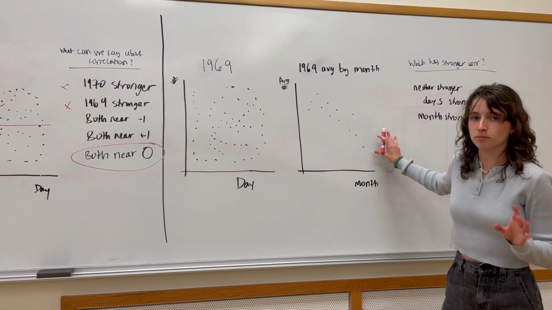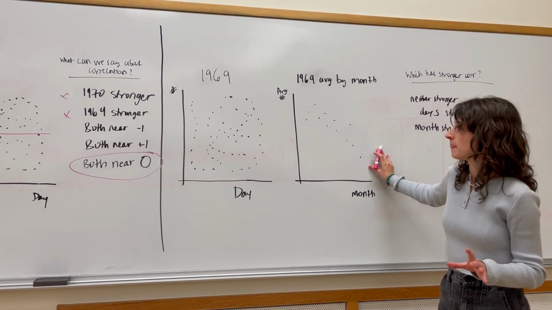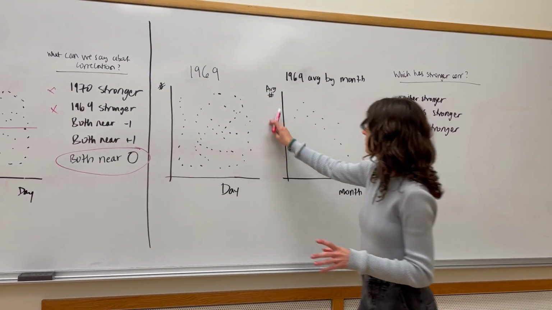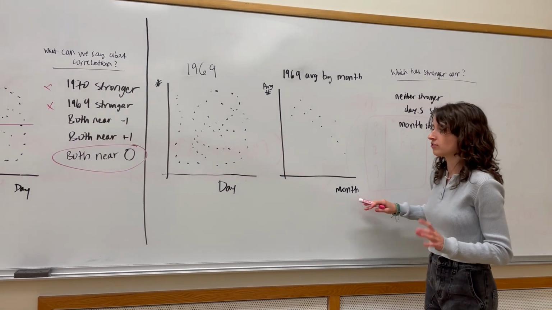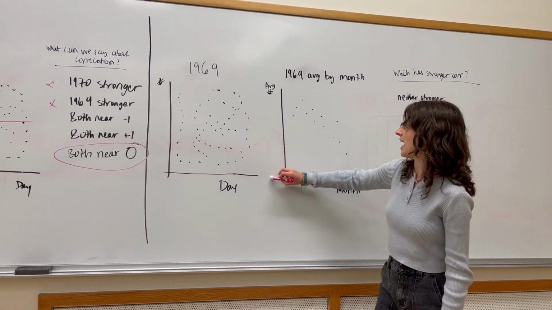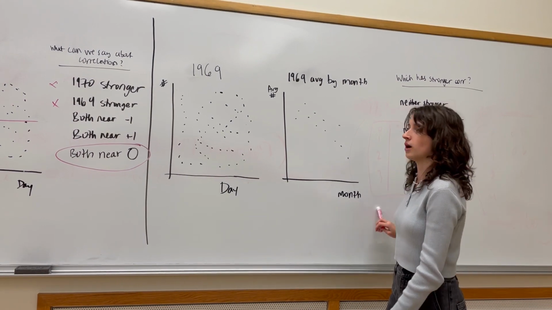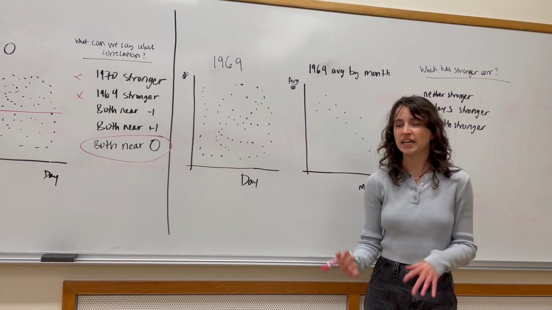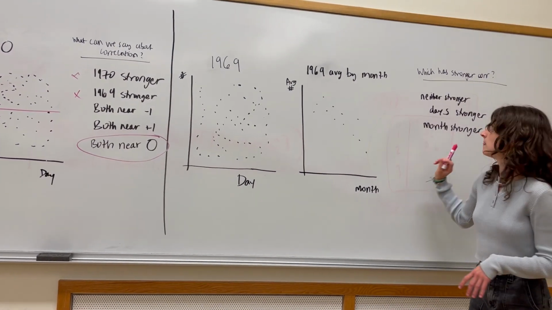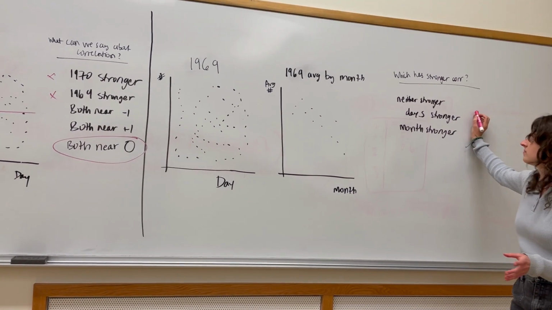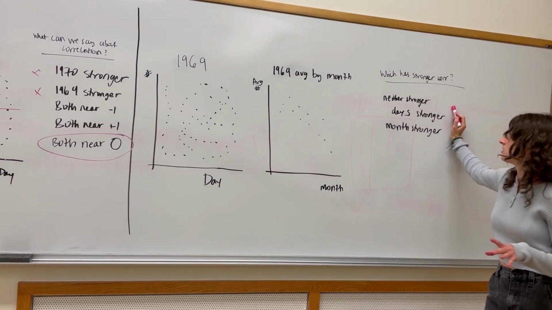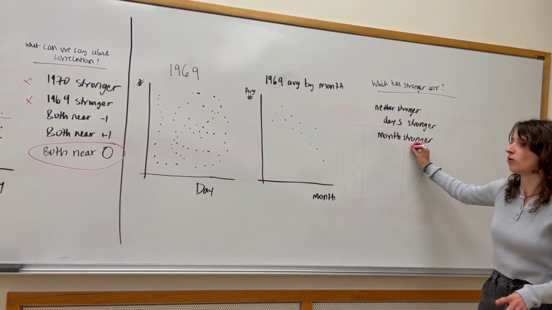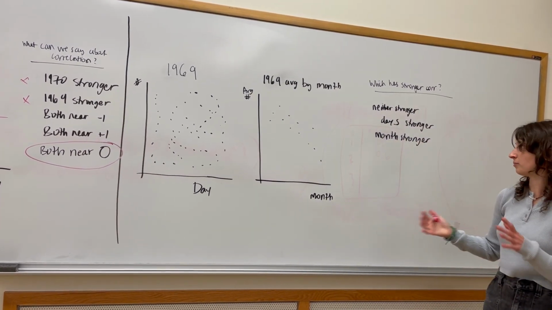These 2 plots are both using information from 1969. This is the same one that was over there, where it's the day of the year versus the draft number. But here, we average the draft numbers by month of the year. So this is the average draft number for every month, and the points are plotted here. Now we're tasked with another comparison question: which plot has stronger correlation? Neither is stronger, they're both pretty much the same; the days plot has stronger correlation; or the month plot has stronger correlation. You have to pick one.